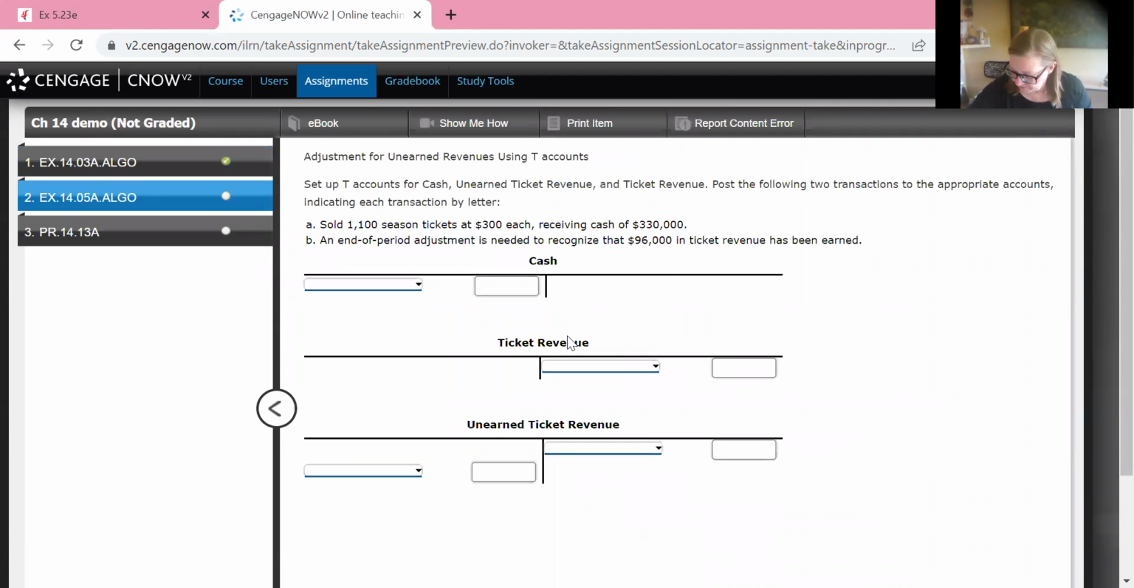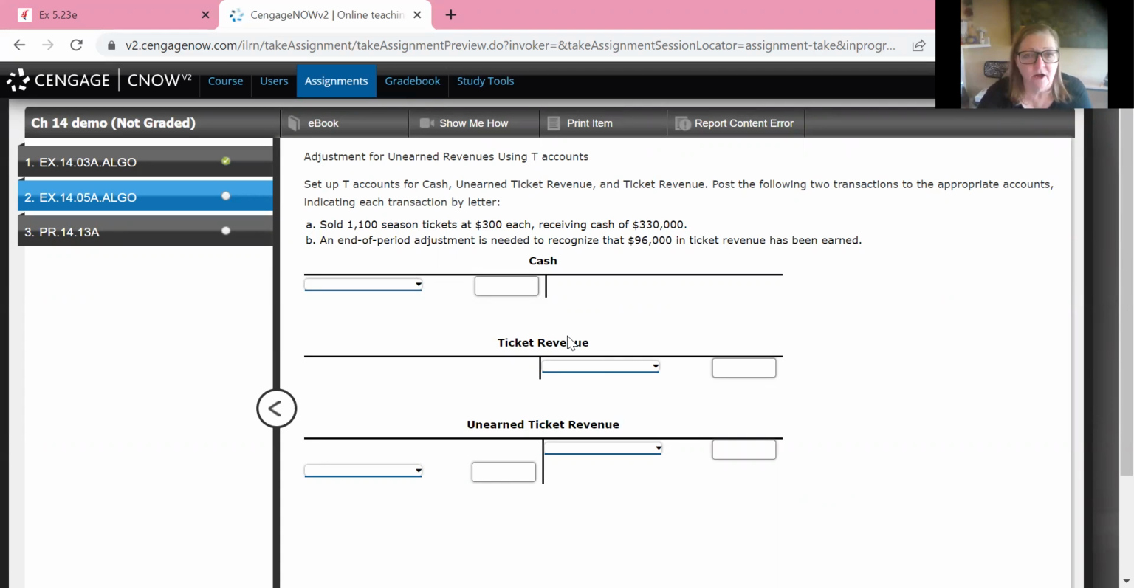This was number 5. And it's also an algorithmic generation. This one is where they're trying to get us to think about these unearned revenue items. And so this one says, set up T accounts for cash, unearned revenue, and ticket revenue. So our source of income is tickets that we're selling. And so post the following 2 transactions in the appropriate accounts, indicating each transaction by letter.